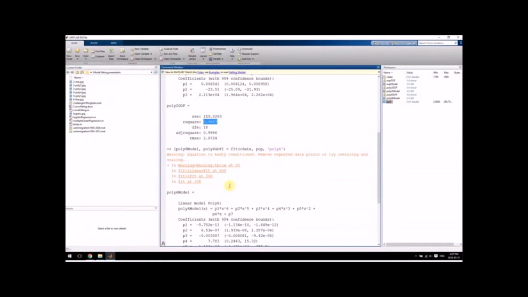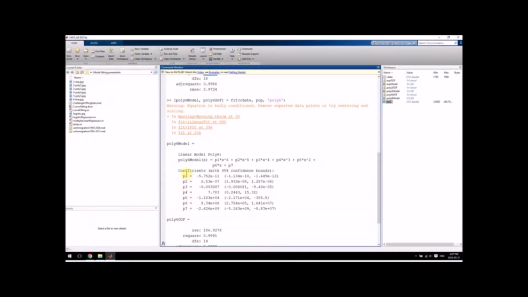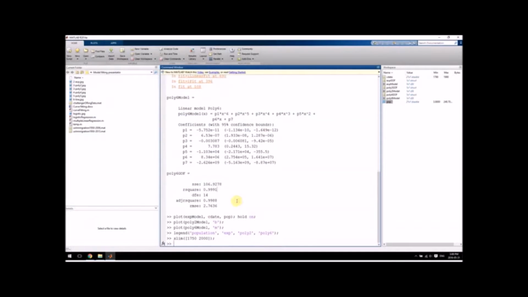Now let's take a look at the sixth-order polynomial. It has a number of different coefficients. Again, none of the confidence intervals include 0, I don't think. Nope, okay, so that's good. And this one has an even better R-square statistic of 0.999. It's essentially a perfect fit. So by the R-square metric, it looks like our sixth-order polynomial is probably the best fit for the data that we have. Now the next thing we want to do is plot what are called the residuals.